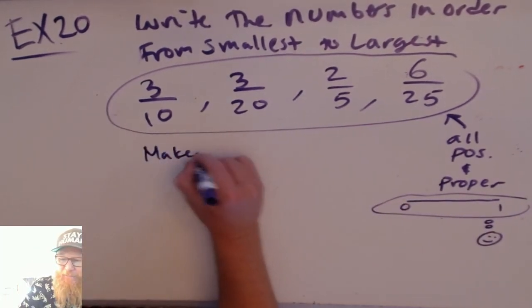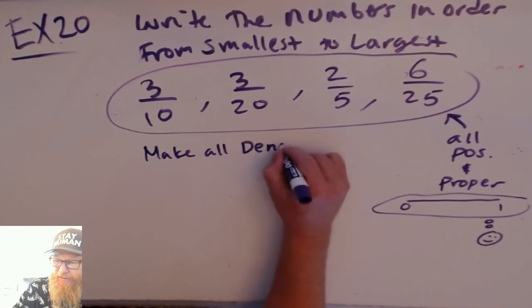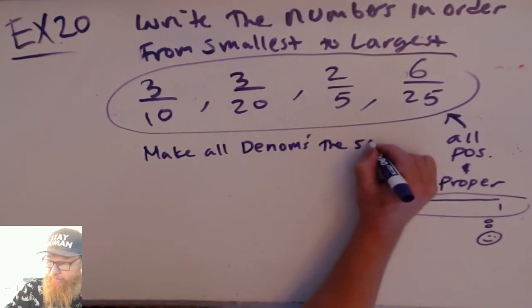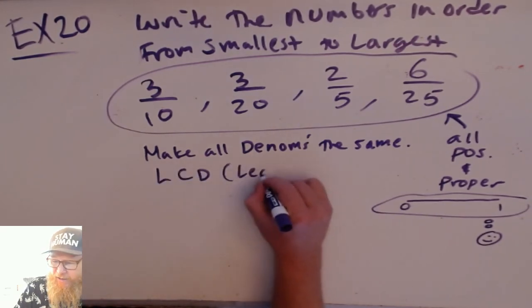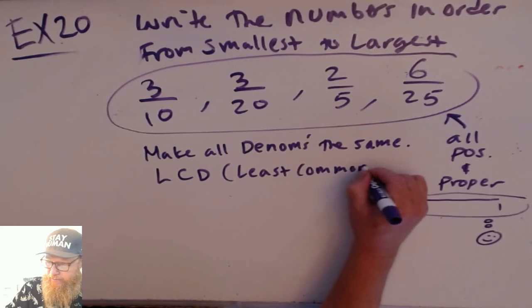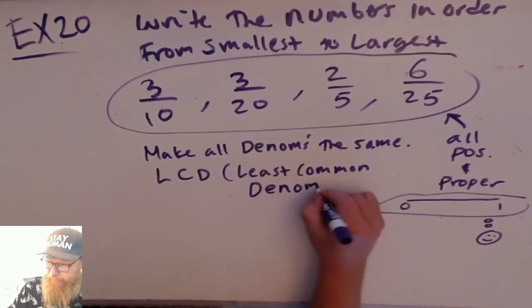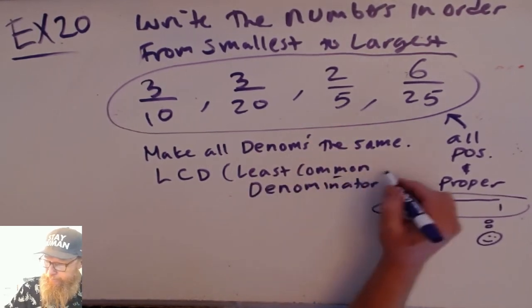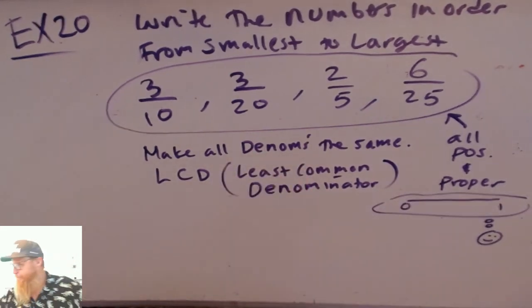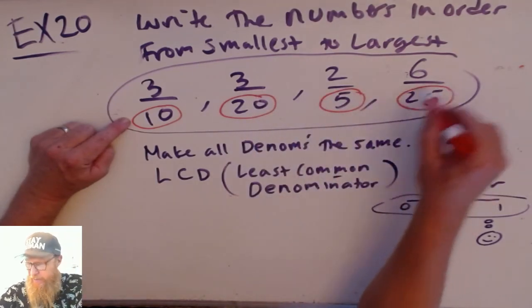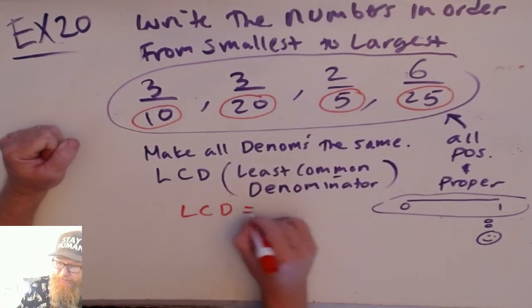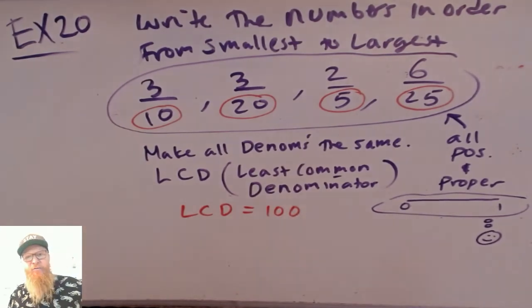In this case, just make all the denominators the same. Yeah, this is called an LCD, least common denominator. All right, so what is the smallest number that all of these numbers go into? It's 100. Yeah, smallest number they all go into is 100.